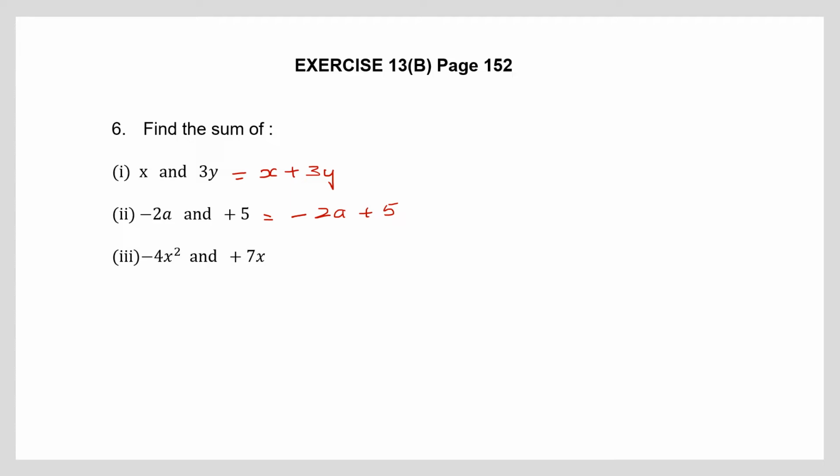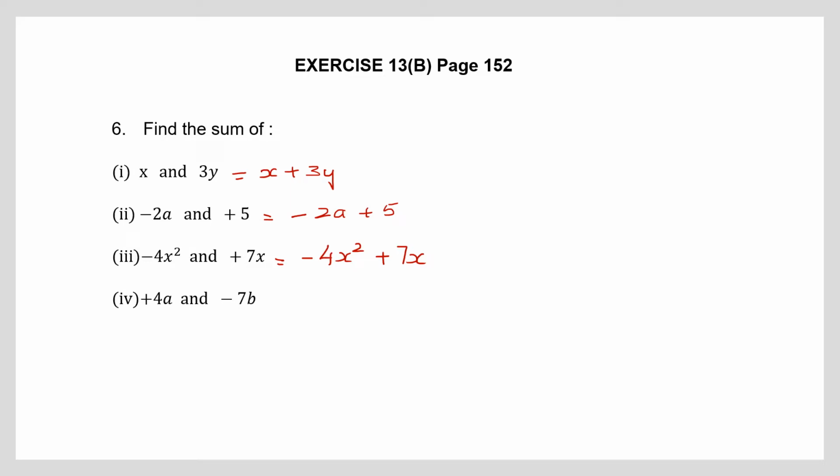Question 3. Minus 4x squared and plus 7x again are unlike terms. We cannot add them together, so we get minus 4x squared plus 7x. You cannot make it a single term.